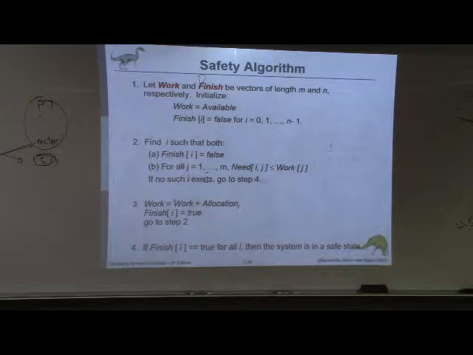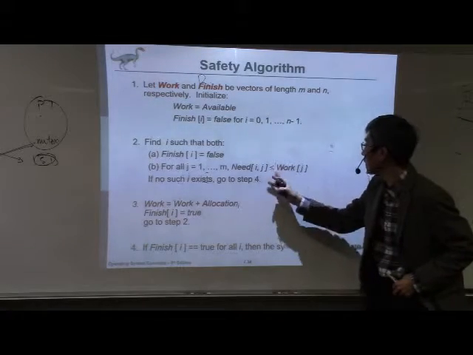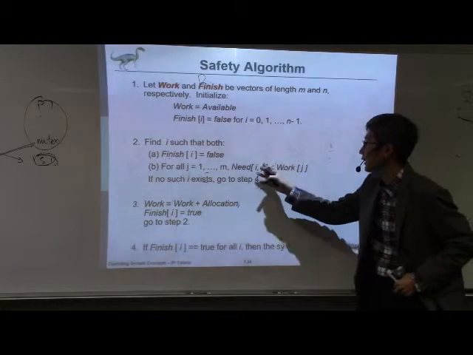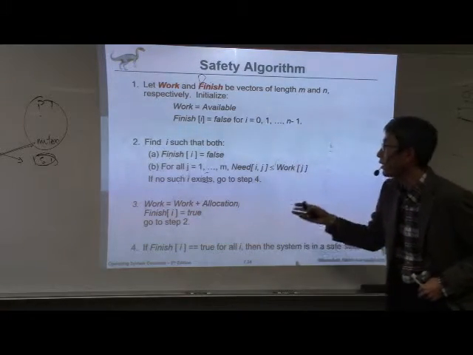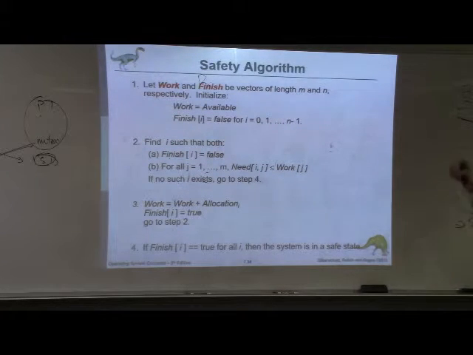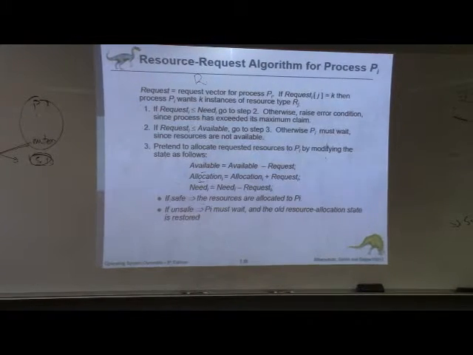Exactly the same thing. So we have the work, and we can finish. So we try to find the process where need is less than work. Then we do it again until we find that all the processes are complete. That is called the Banker's algorithm.